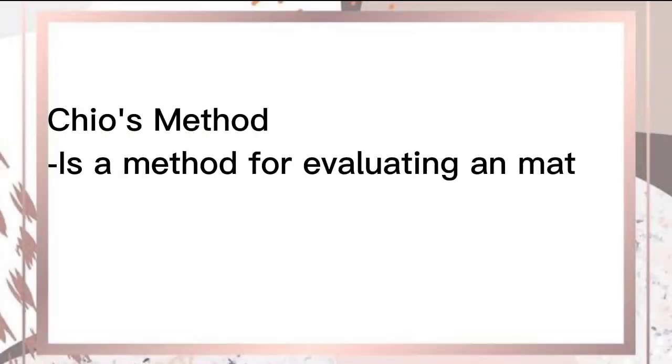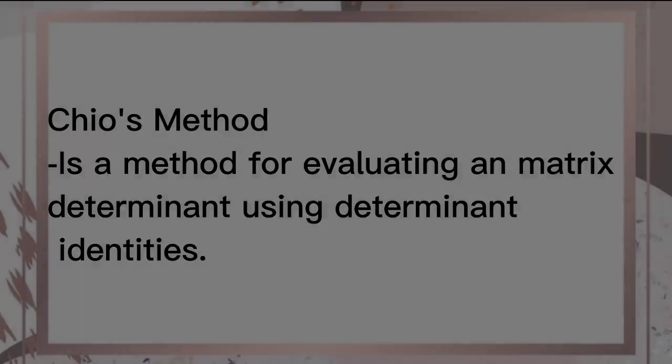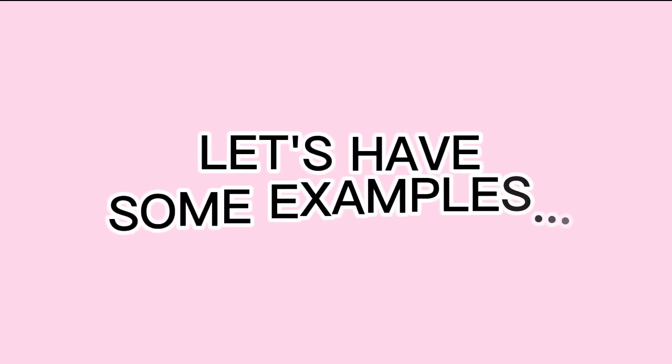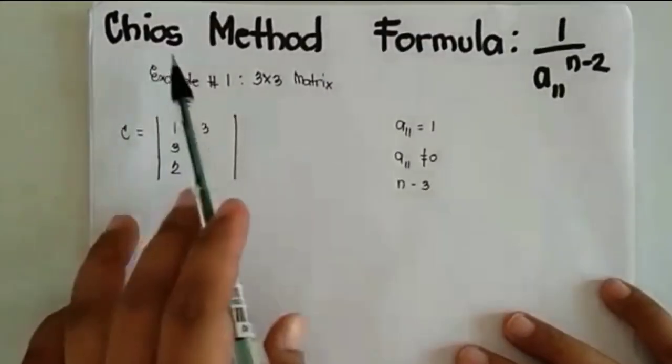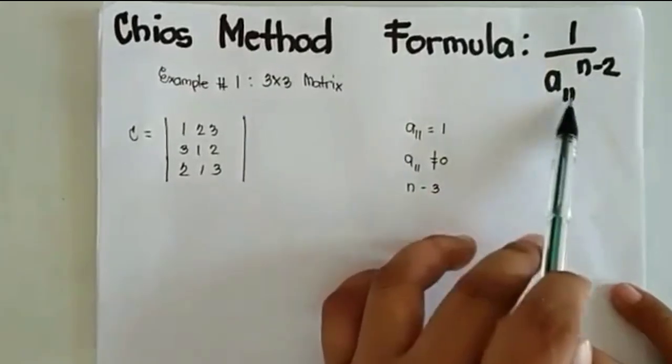Hi, I'm Sheila C. Garcia and I'm here to discuss Chio's method. It's a method for evaluating a matrix determinant using determinant identities. So in this video, we are going to solve Chio's method using the formula 1 all over a11 raised to n minus 2.